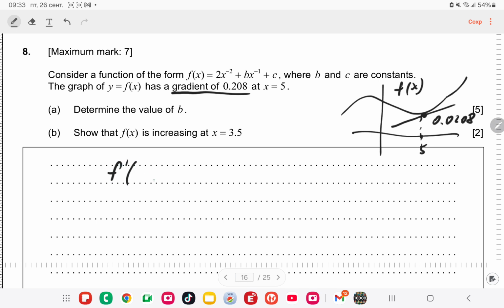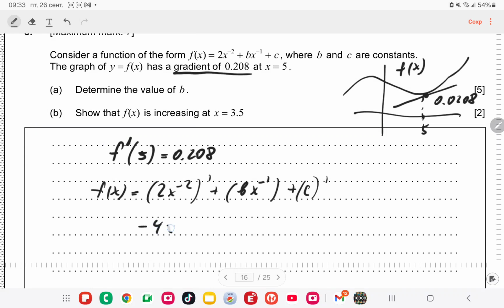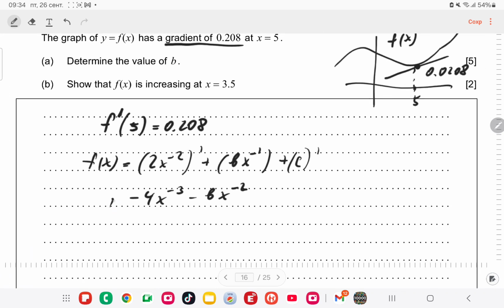So f prime of 5 is equal to 0.208. Okay, so you see, we can find the derivative now. Let's find the derivative of f(x). So it is minus 4x to the power negative 3 minus bx to the power negative 2. Okay, so it is our f prime of x.